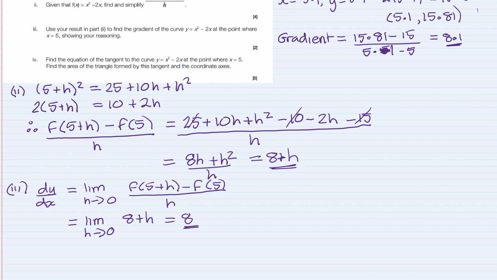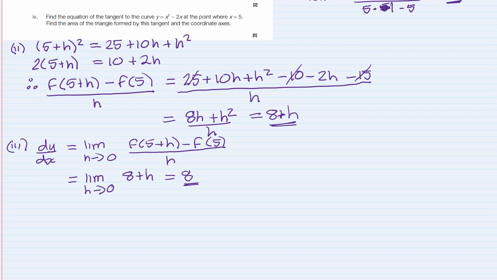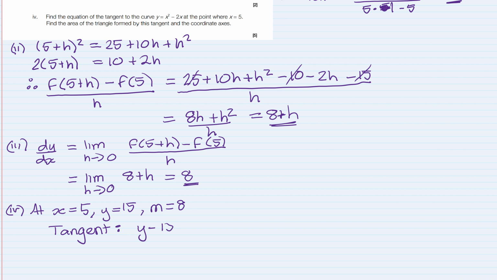And finally, for part 4 of this question, we want to find an equation of the tangent to this curve at that point. So we now know the gradient. If we use what we've worked out from the previous parts of the question, we know that at x equals 5, we had y equal to 15, and we also know that we've got a gradient of 8. So therefore my tangent is y minus 15 equal to 8 times x minus 5.